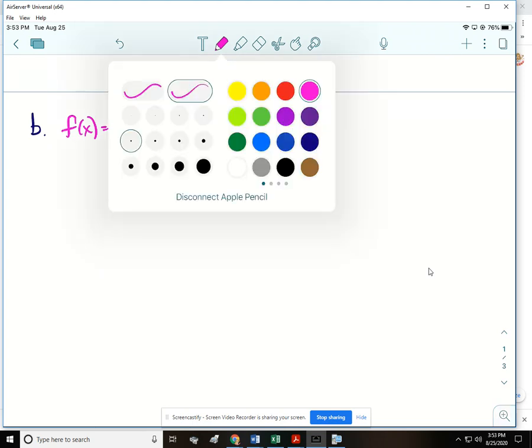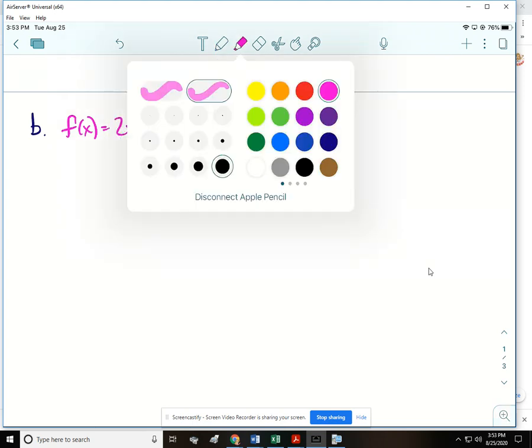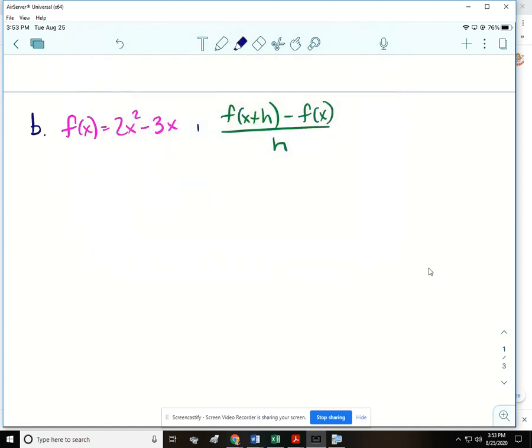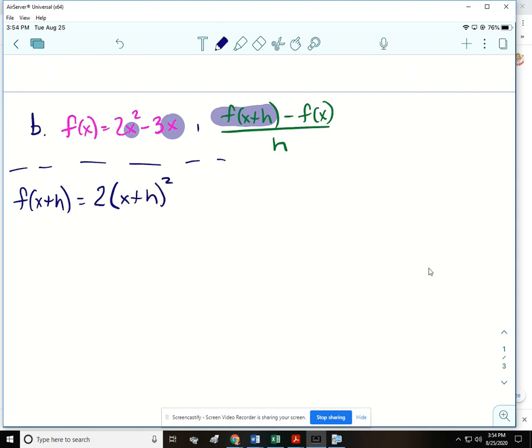Okay, so let's start with f of x plus h. Alright, so I'm going to use my little workspace. I'm going to find f of x plus h. So that means in the place of x, I'm going to change it to x plus h. That's what I'm going to sub in there. So it's going to be 2, and then in the place of x, I'm going to put x plus h squared minus 3, and then in the place of x, I'm going to write x plus h.